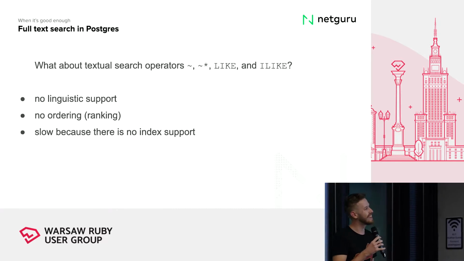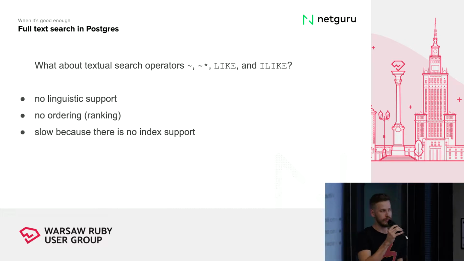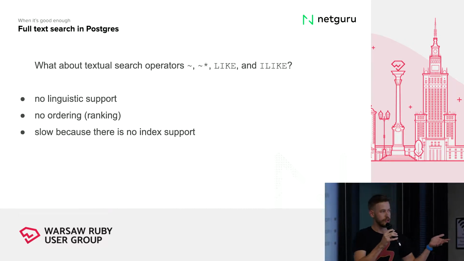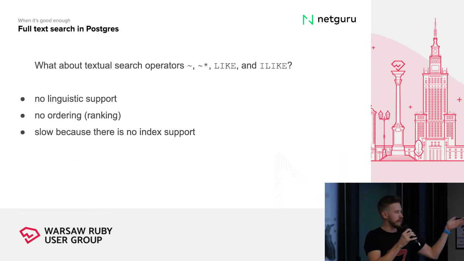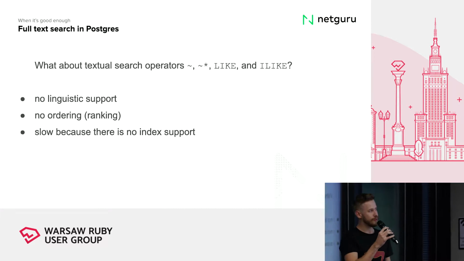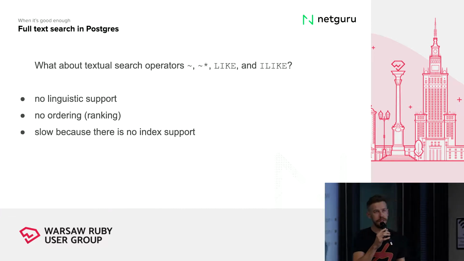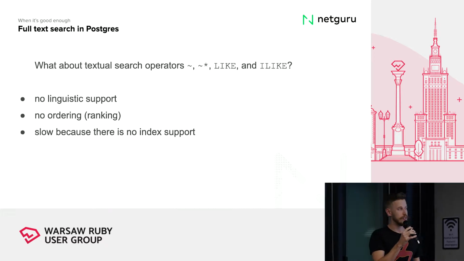Okay, can you change the slide? So for example, LIKE and ILIKE can also be used to query those documents, but they do not support linguistics. They don't have default ordering, or it just needs to be written by you, and they are slow because there is no index support. That is not entirely true. You can probably use a GIN index for that, but that's not very obvious, and it's much easier to use full text search in this context.